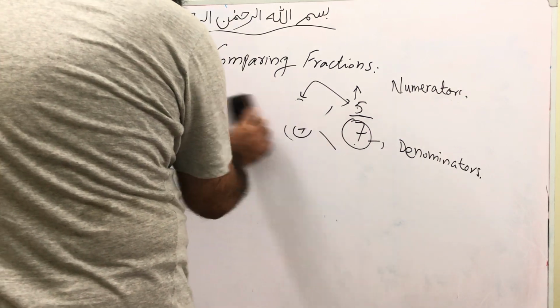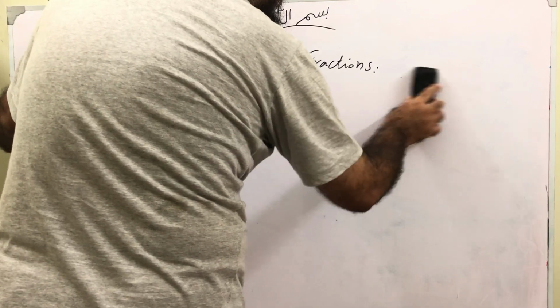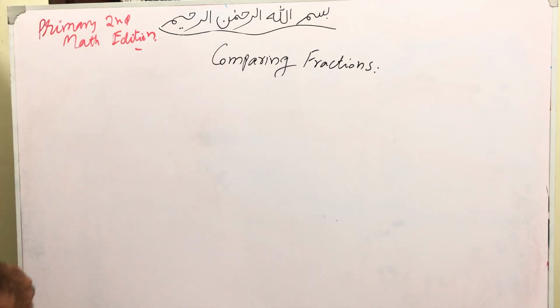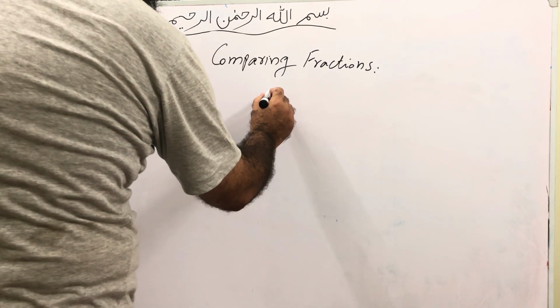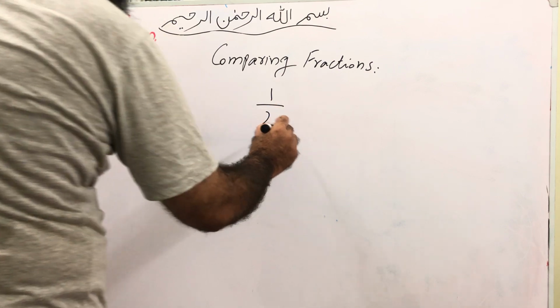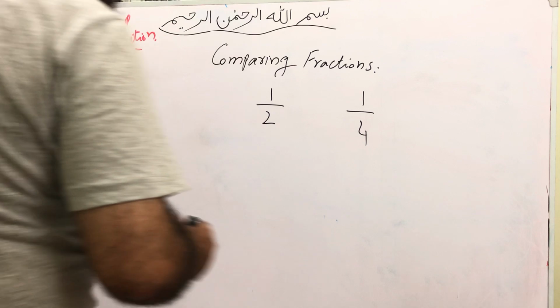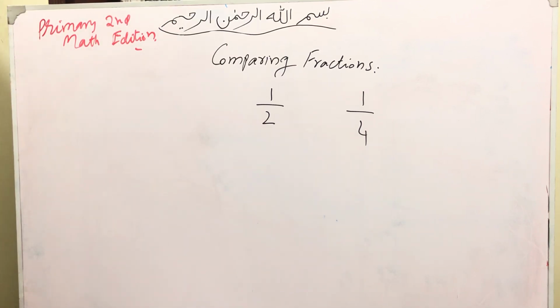Now we will move towards the other type of questions for comparing fractions, where denominators are not the same. See, it is 1 over 2 and 1 over 4. We need to figure out which fraction is greater.